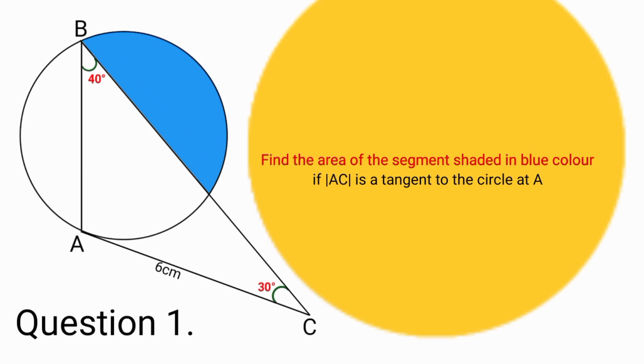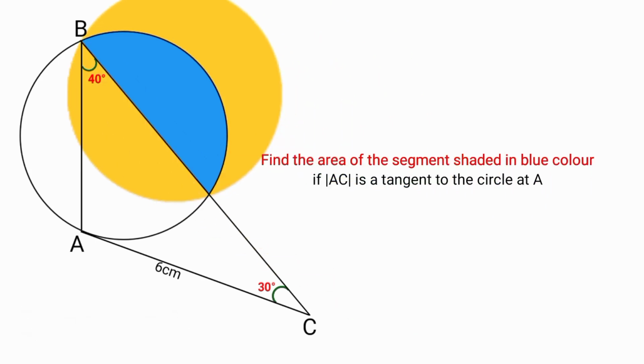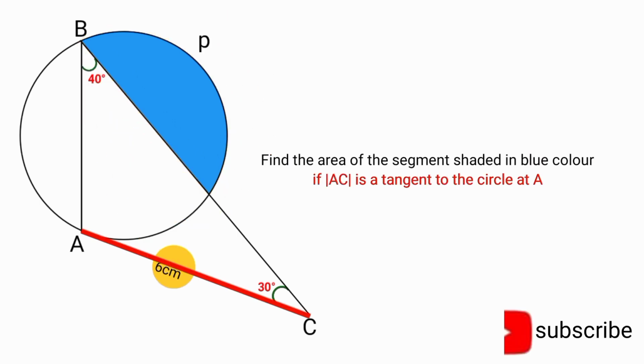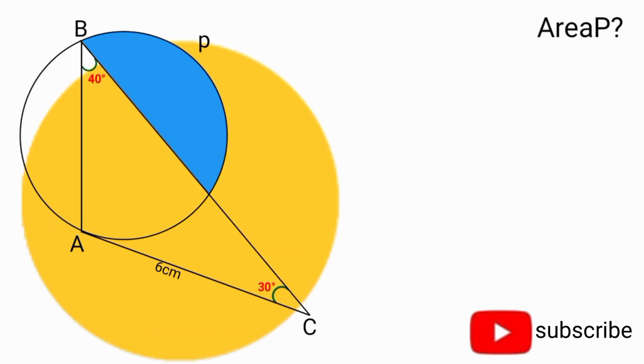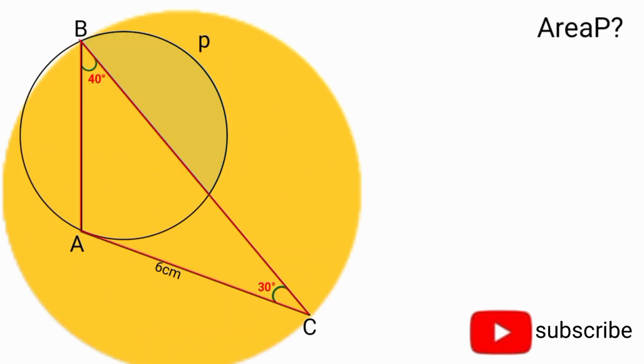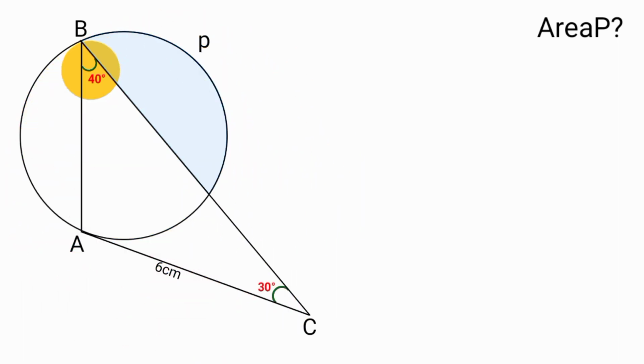We are asked to find the area of the segment in blue color, which is this segment here. Let's label it P. Line AC here is a tangent to the circle at this point A. And we can see that line AC is also one of the three sides of this triangle ABC, which is 6 centimeters in length. This angle here is 40 degrees and this here is 30 degrees. So how can we find the area of the segment P?